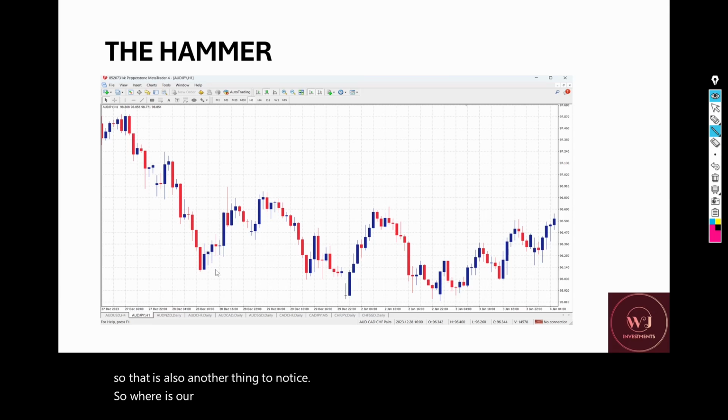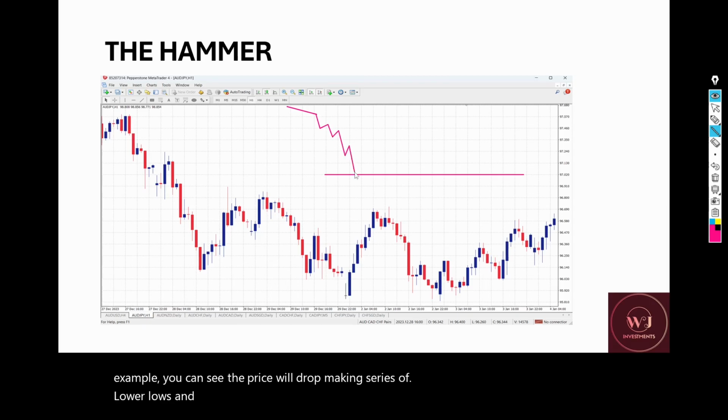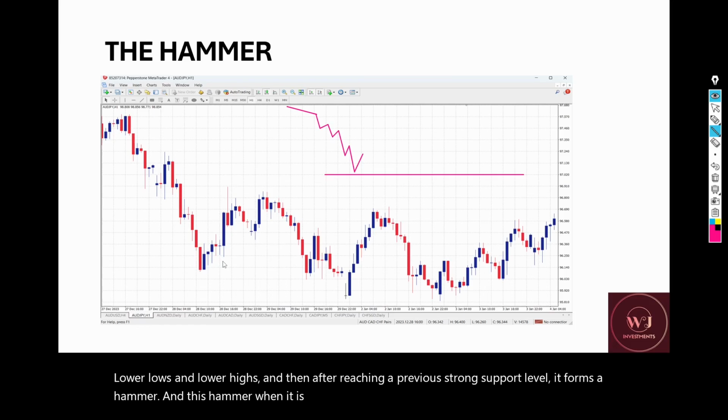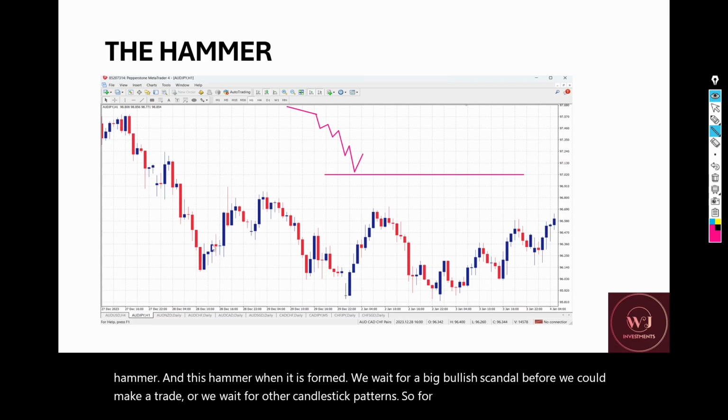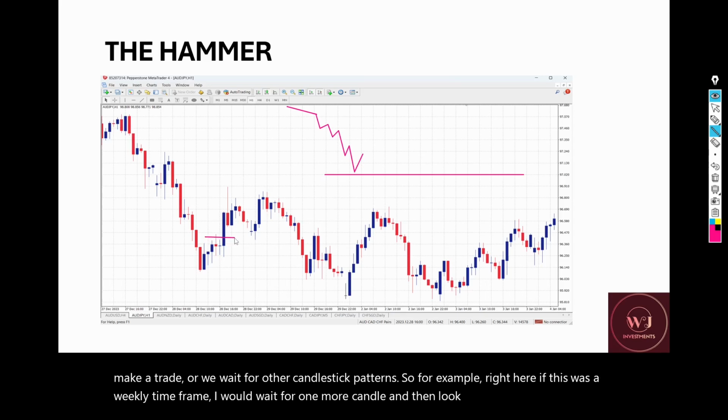The entry point is often supposed to be supported with, for example, you can see the price will drop, making a series of lower lows and lower highs. And then after reaching a previous strong support level, it forms a hammer. And this hammer, when it is formed, we wait for a big bullish candle before we could make a trade, or we wait for other candlestick patterns. So for example, right here, if this was a weekly time frame, I would wait for one more candle and then look for a confirmation within a lower time frame.